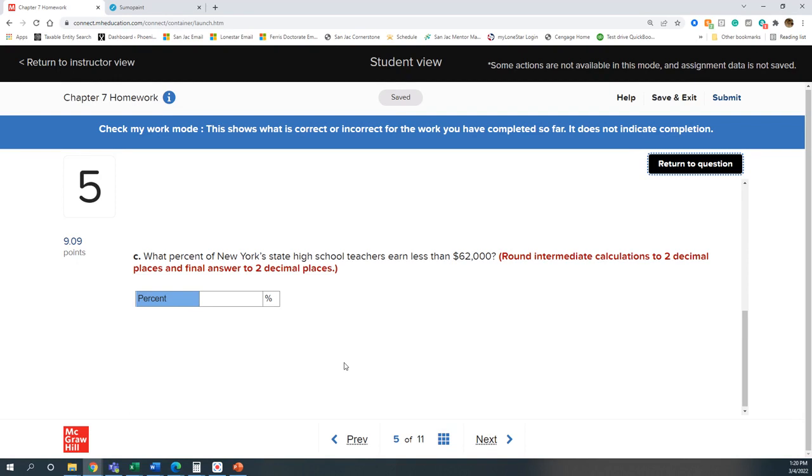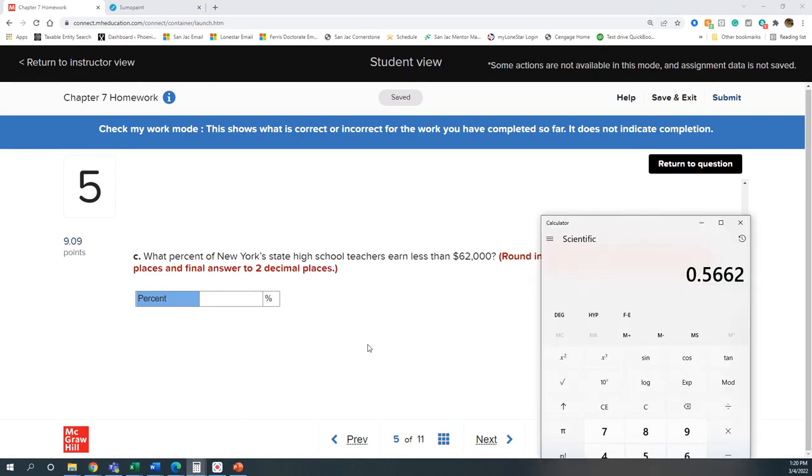All right. Next, C. What percentage of New York State high school teachers earn less than $62,000? Now we love these. No limits, just less than. So we know whatever we find out for 62,000, we're going to subtract from 0.5, because again, it looks at the tail end of the curve.